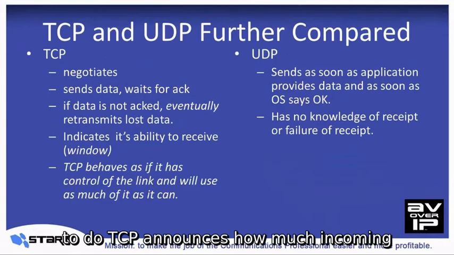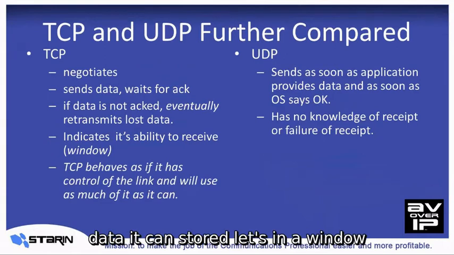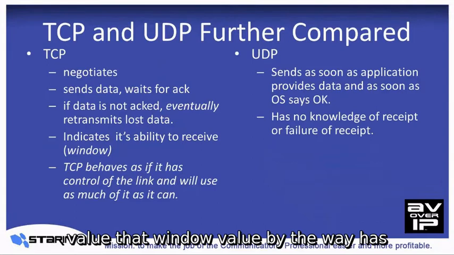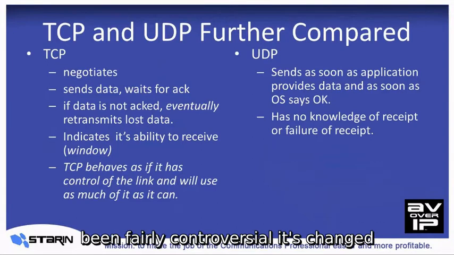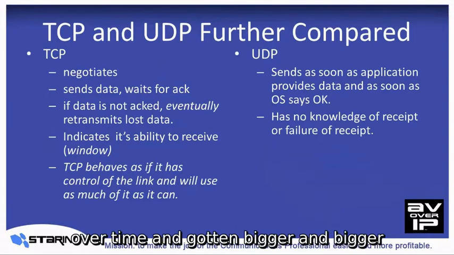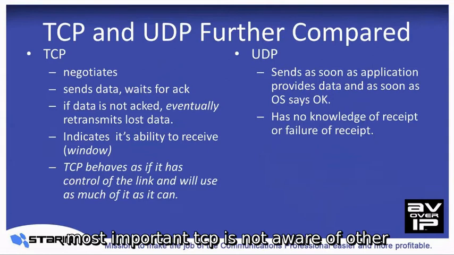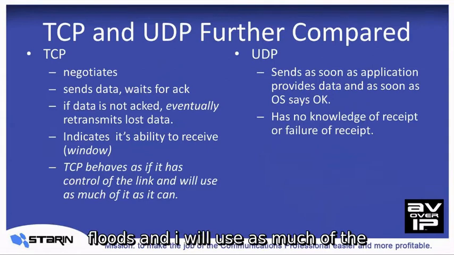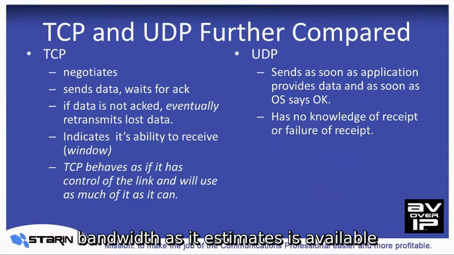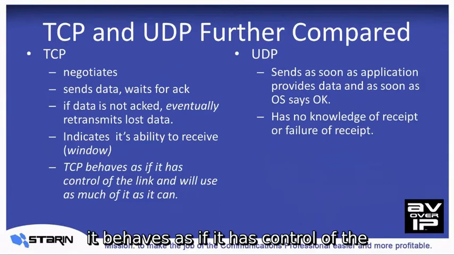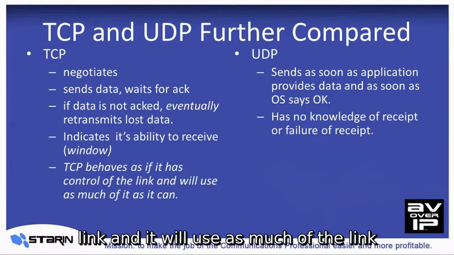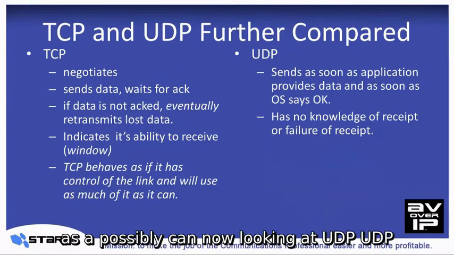TCP announces how much incoming data it can store, and that's in a window value. That window value, by the way, has been fairly controversial, and it's changed over time and gotten bigger and bigger and bigger as our systems get faster. But most important, TCP is not aware of other flows, and it will use as much of the bandwidth as it estimates is available. It behaves as if it has control of the link, and it will use as much of the link as it possibly can.